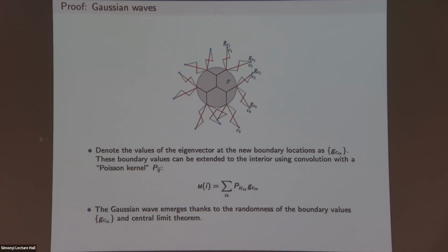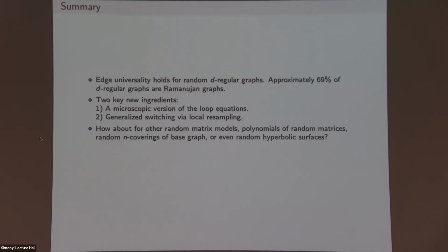So I'm running out of time. So here the Gaussian wave also comes from those local resampling. So I will not explain it. So let me just quickly summarize.